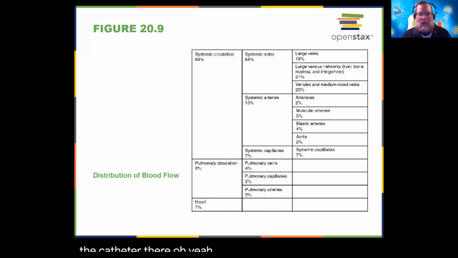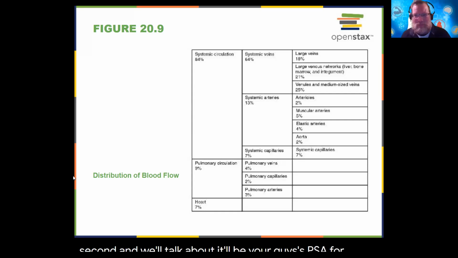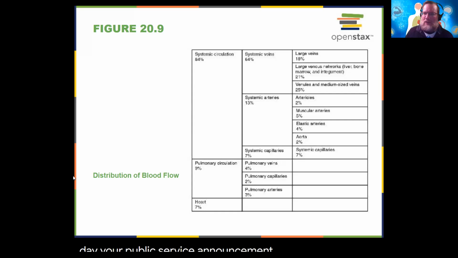Open flow, yeah, like after a stent, yep, a stent. That's exactly right. So yeah, if you've got a clogged artery, absolutely. I think I have a slide coming up in just a second. We'll talk about, it'll be your guys' PSA for the day, your public service announcement on atherosclerosis and plaque. So yeah, excellent. So we'll talk about a stent and angioplasties and things like that.